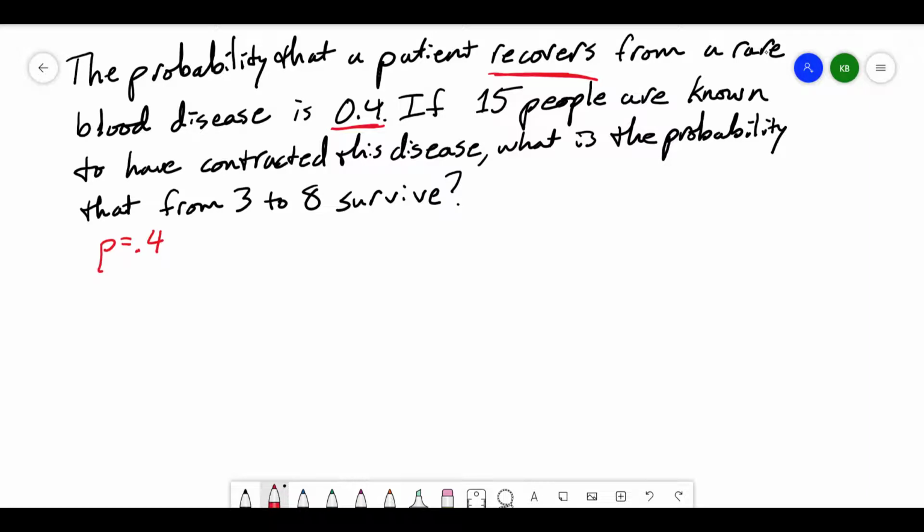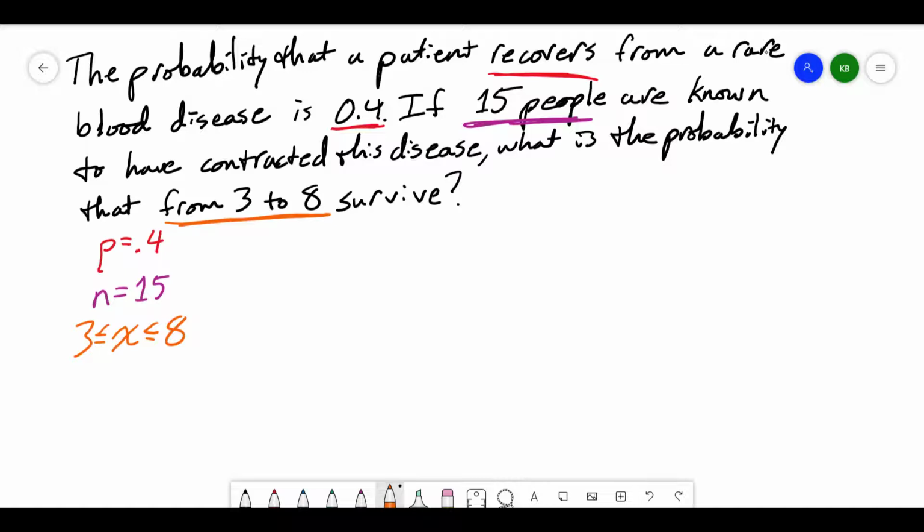Then we also need to figure out what our n value is. So n is going to be the total number of people that we have, the total number of trials. So here we have 15 people. So that's our n. And then we need to think about what values of x we are interested in. So we have from 3 to 8. So we want 3 is less than or equal to x is less than or equal to 8.